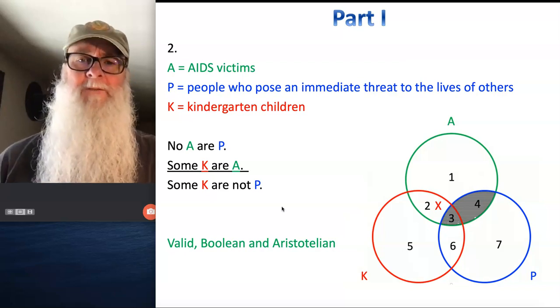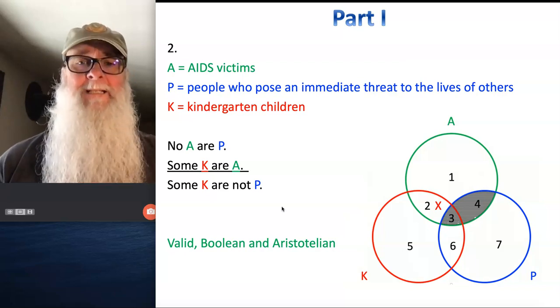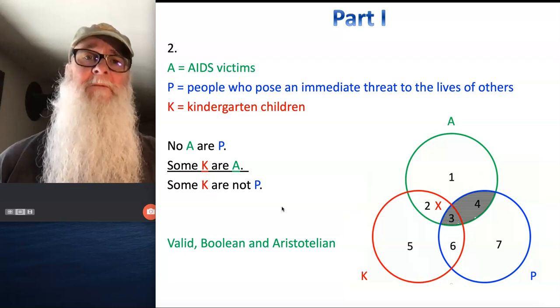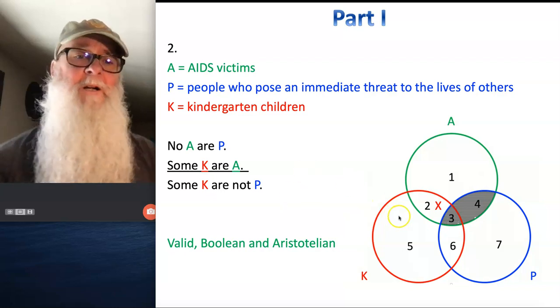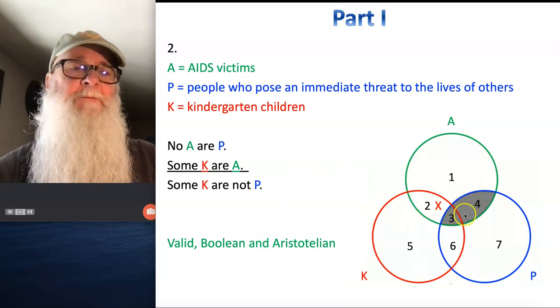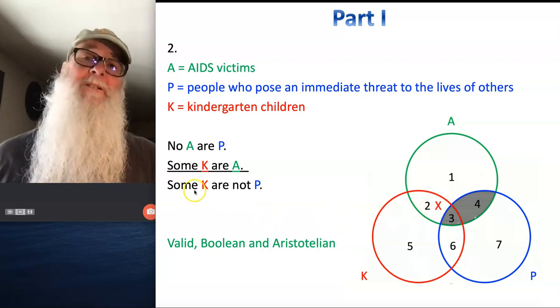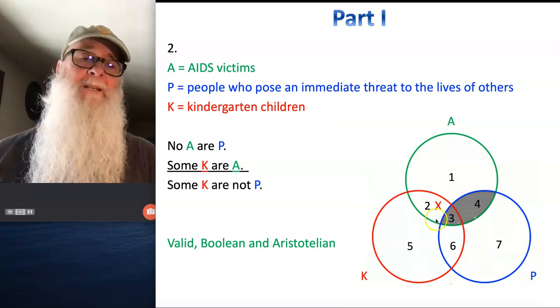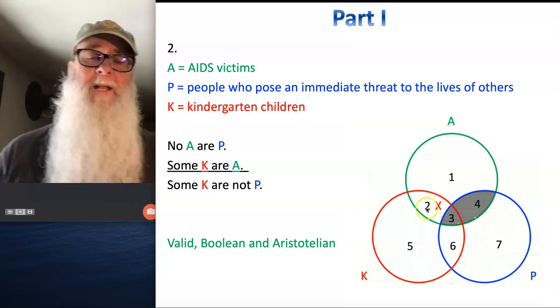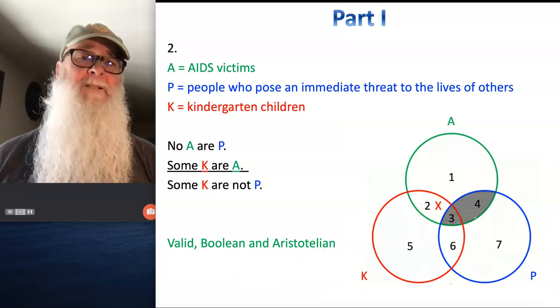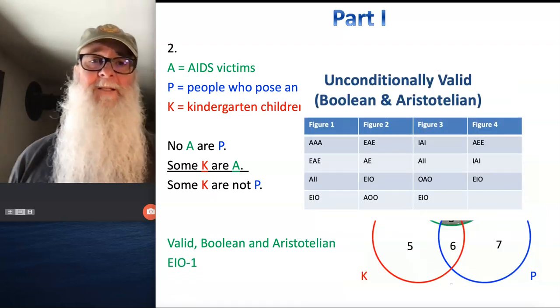You just want to make sure that you have an argument that has the form E, I, O in figure 1. When we mark our Venn diagram, we shade in area 3 and 4, and we mark a single X here in area 2. And after doing that, we see the conclusion statement, some K are not P. That K right there represented by that X is not a P. And that tells us that this argument is valid from the Boolean and Aristotelian standpoints.